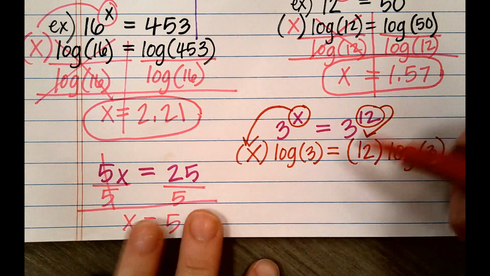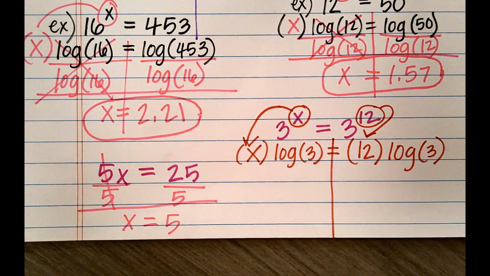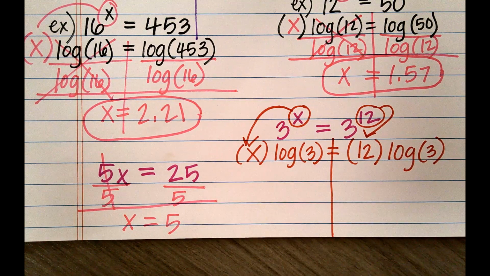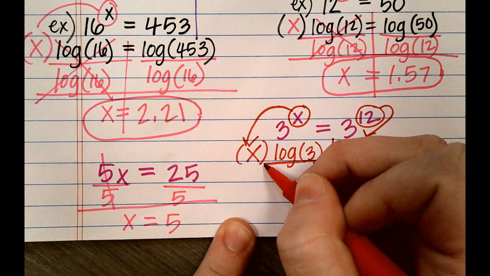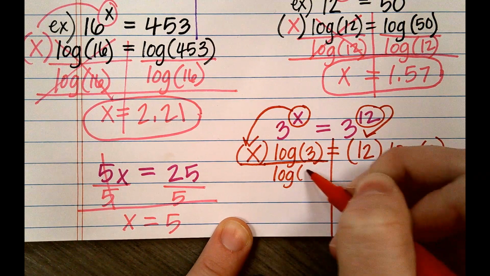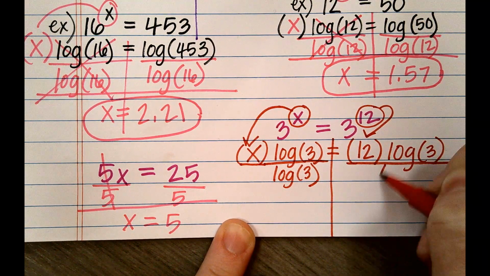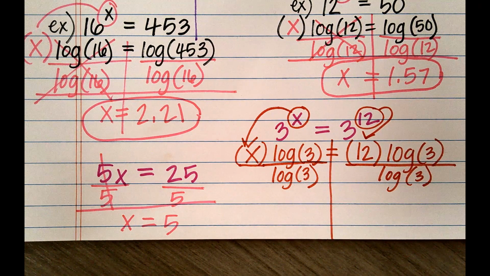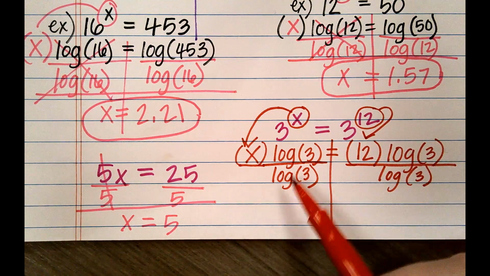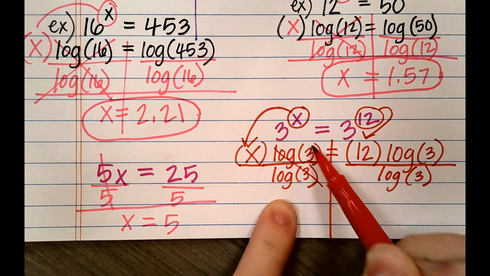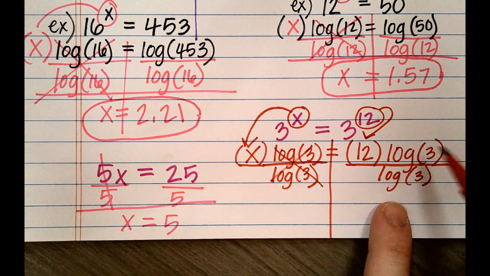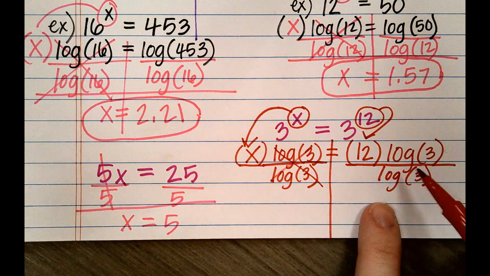What would I do now? Divide both sides by the log of 3. Yeah, let's divide both sides by log of 3. That will give me my x by itself. So if I divide by log of 3 on both sides, what happens? On this side with my x, my logs of 3 cancel. What about the other side? You get 12 of them. My log of 3 divided by log of 3 also cancels.